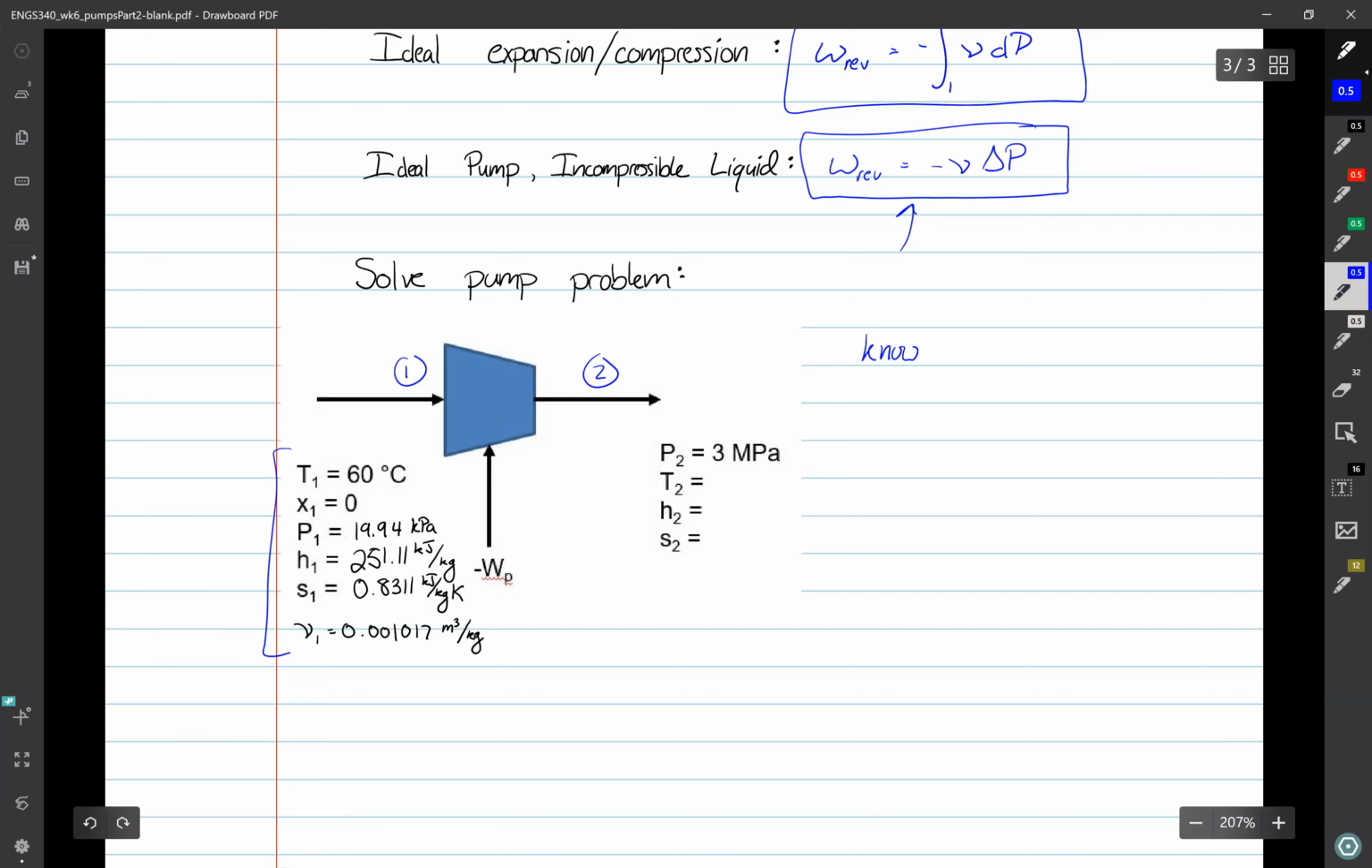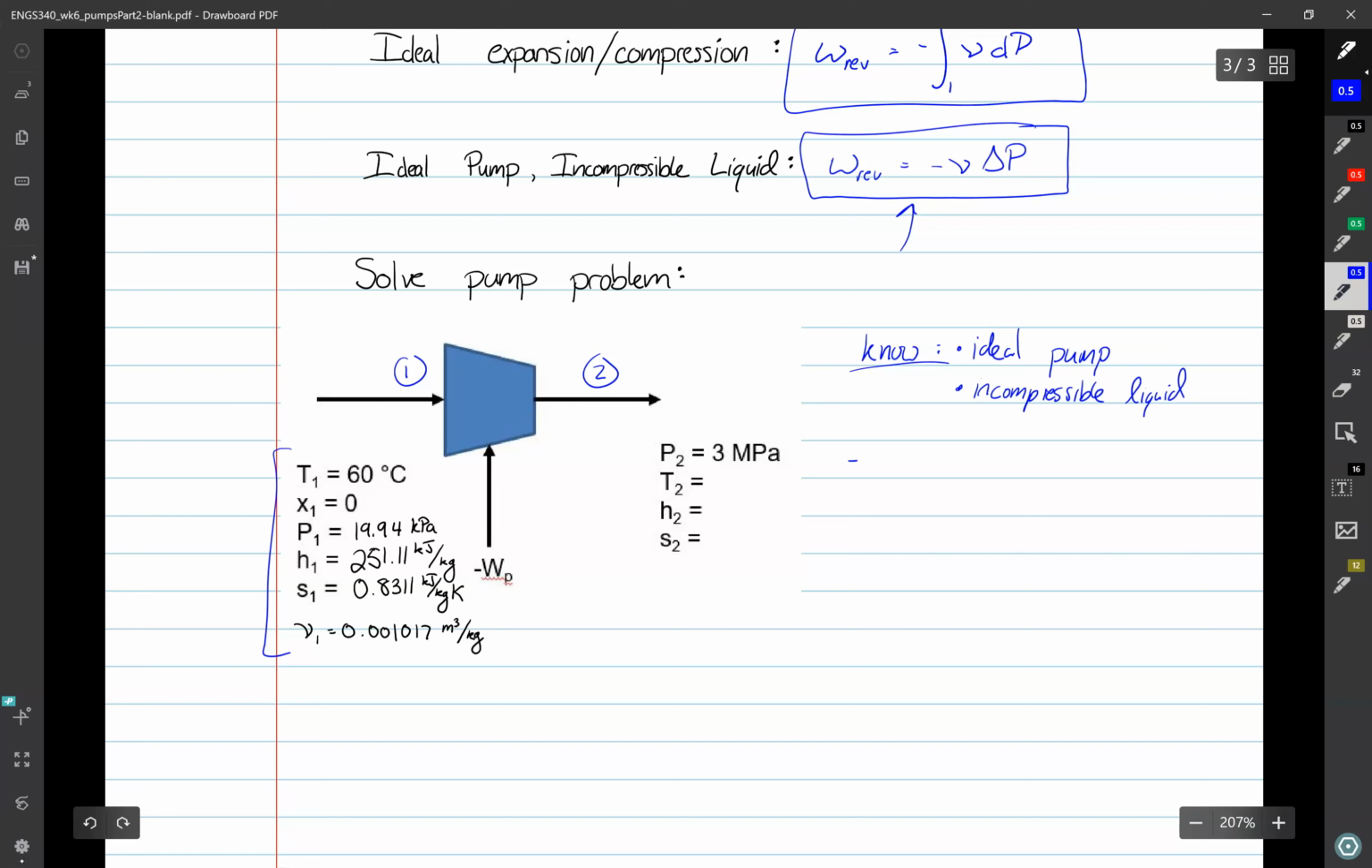Ideal pump means it's reversible, it means it's adiabatic. It means that there's no change in potential energy, no change in kinetic energy. So that packs quite a few things in it. But we know that it's an ideal pump, and we also know we have an incompressible liquid, or an approximately incompressible liquid.